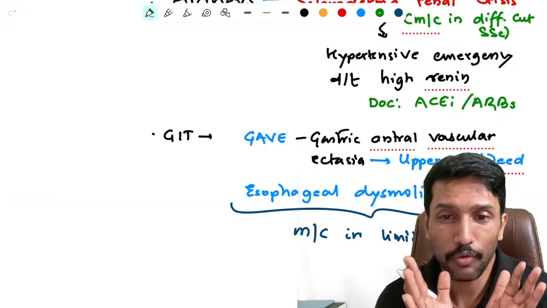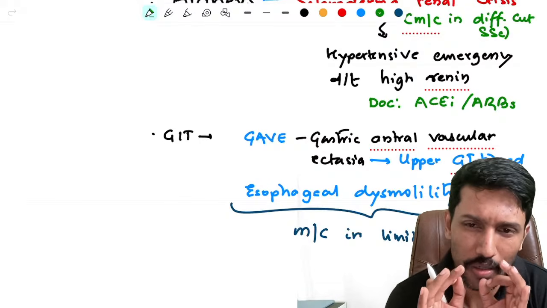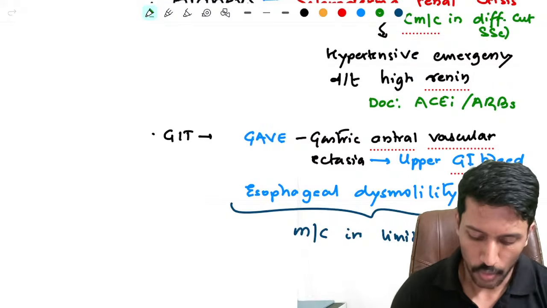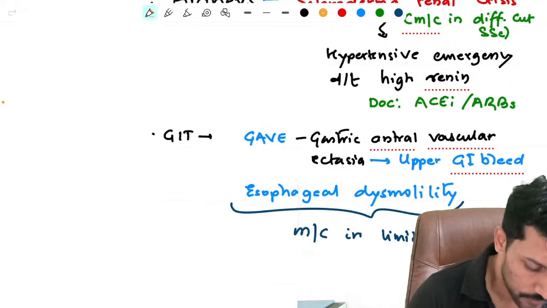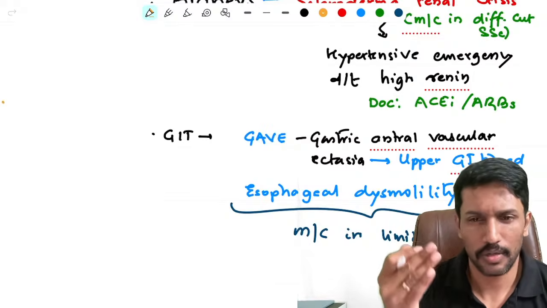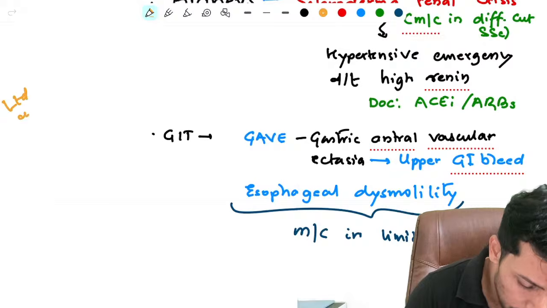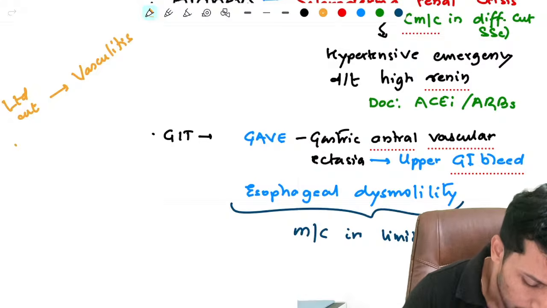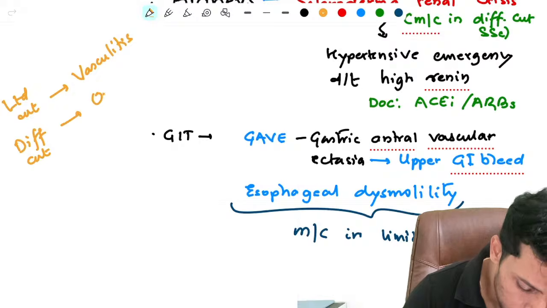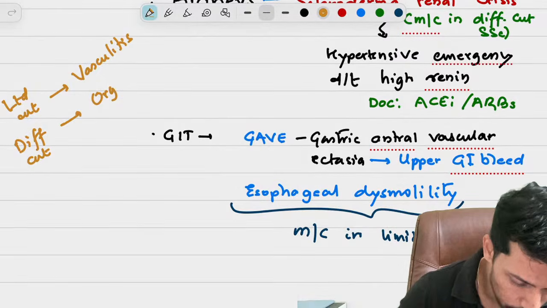So to make it easy for you to remember, I'll just tell you a simple approach. Don't write it on paper. It is just for remembering. If you're thinking about limited cutaneous, think about blood vessels or vasculitis. And if you're thinking about diffuse cutaneous, think about organ fibrosis.